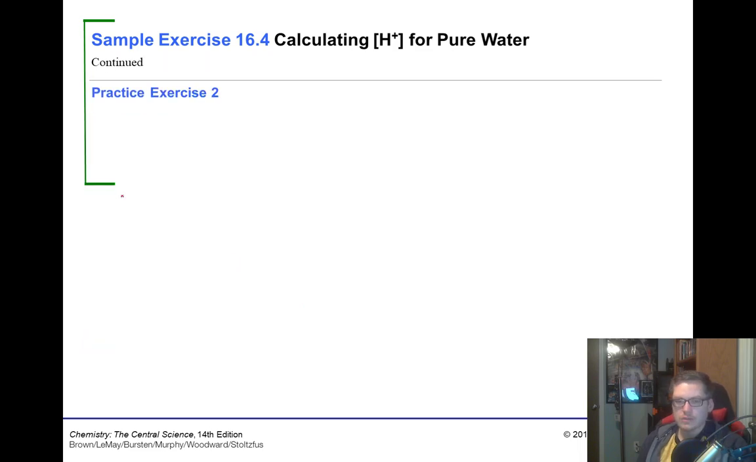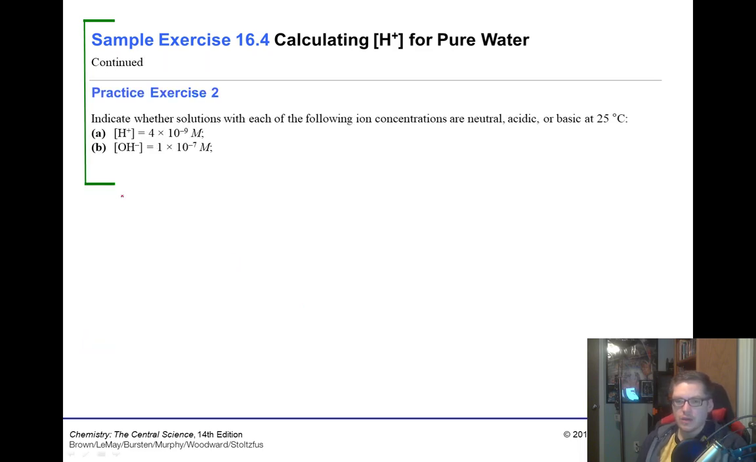All right, let's try another one. It says indicate whether each of the following ion concentrations are neutral, acidic, or basic.